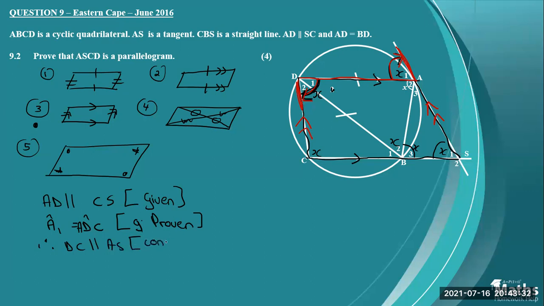Converse means the opposite. So I'm just going to say it's converse of alternate angles, meaning because it's alternate angles, therefore the sides will be parallel. Or you can just write here alternate angles. Because it forms alternate angles, therefore the sides will be parallel. And there you have it. So we actually made use of this one.